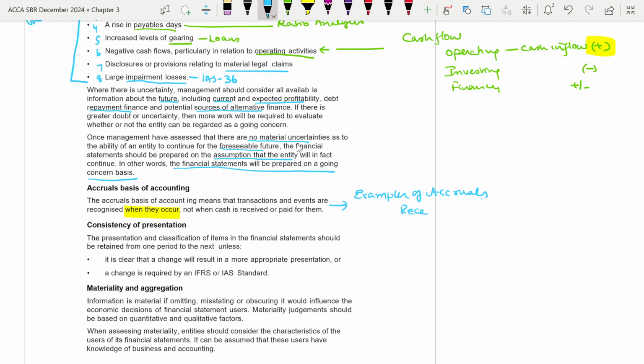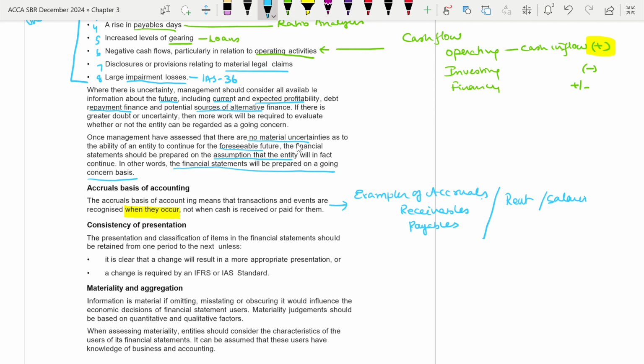Payables. Anything else? More specific. You have rent, so when they sell. You have rent or salaries.